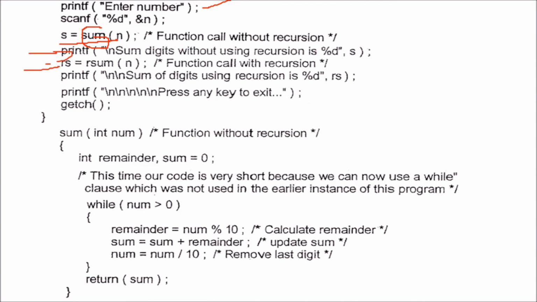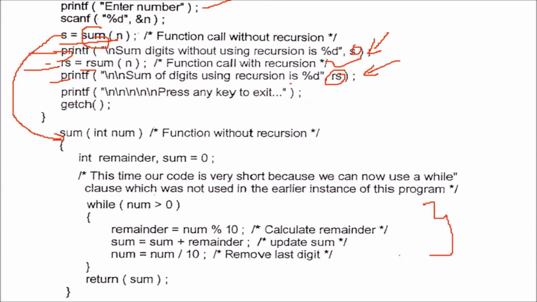Now we'll also write a function called rsum, which is the function with recursion. Recursion means a recursive function is a function which calls itself. Then we print the same value. So these two will give similar results, but here we are not using recursion and here we are using recursion. So let us see this first function. This is a very small version.